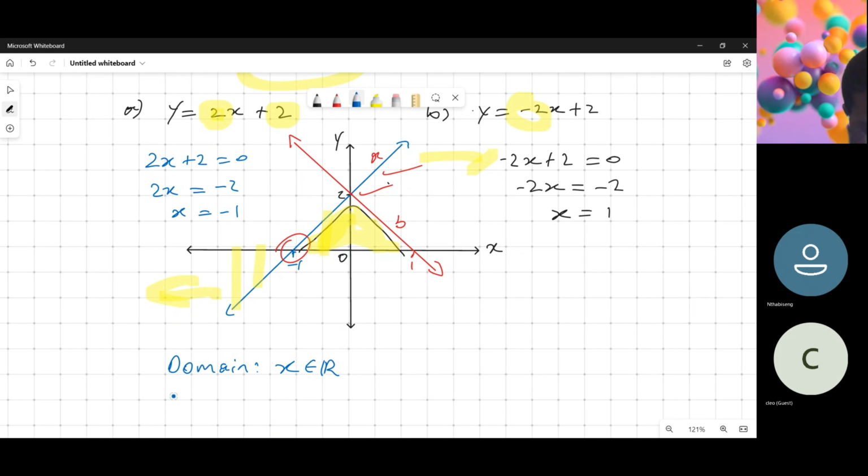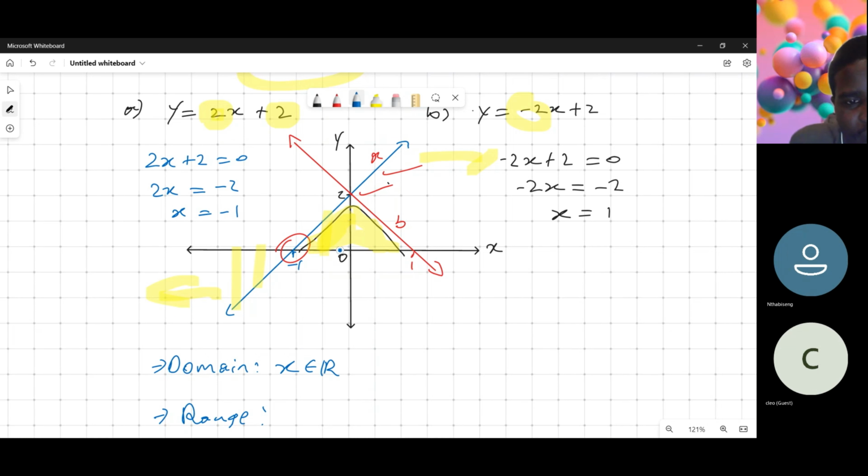Then we look at the range, the movement of the graph up and down. The range is talking about the movement of the graph up and down. This is always the case unless we give you a restriction. But if we didn't give any restriction, this is very true.